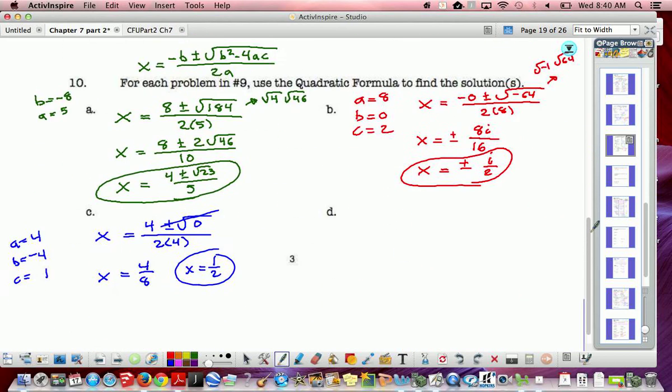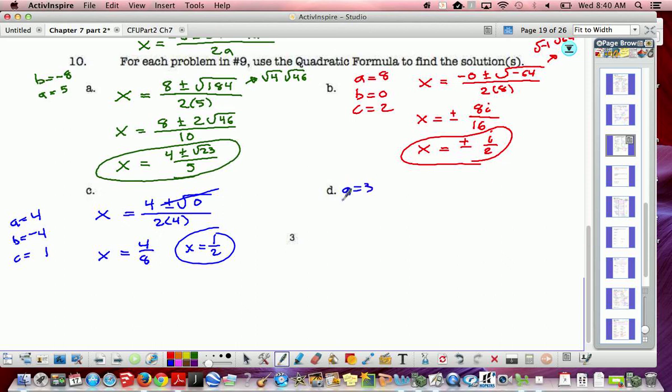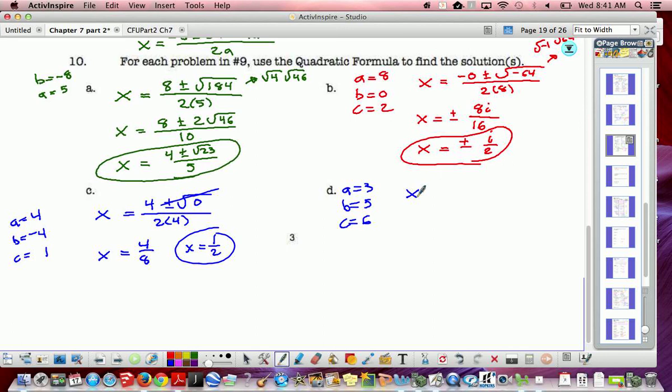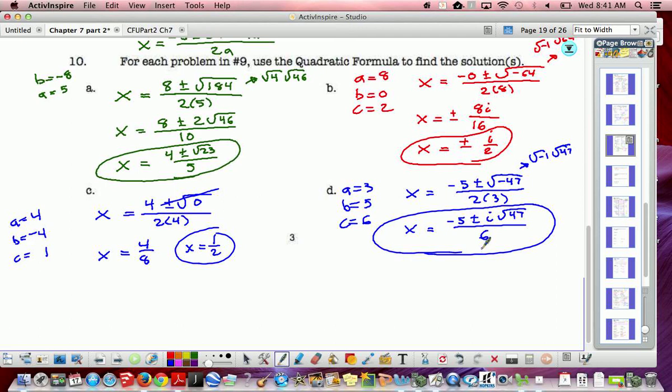On the last one, this one's not going to take too long either. A is 3, B is 5, and C was 6. Just want to double check that. And my discriminant was negative 47. So x equals negative 5 plus or minus the square root of negative 47 all over 2 times 3. Well, square root of negative 47, that's just negative 1 and 47. Nothing I can do with that 47. So I'm left with x equals negative 5 plus or minus i square root of 47 over 2 times 3, which is 6. 6 doesn't go into either of those. So we are done. And done with page 3.